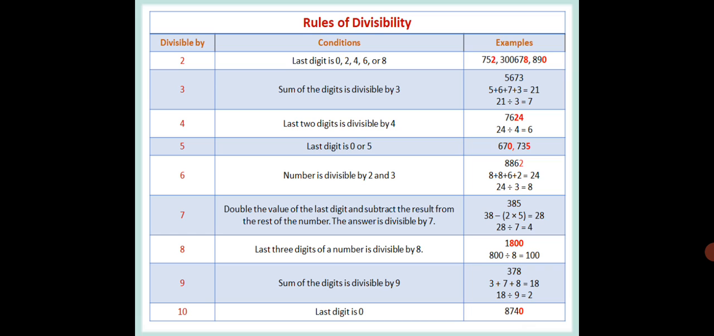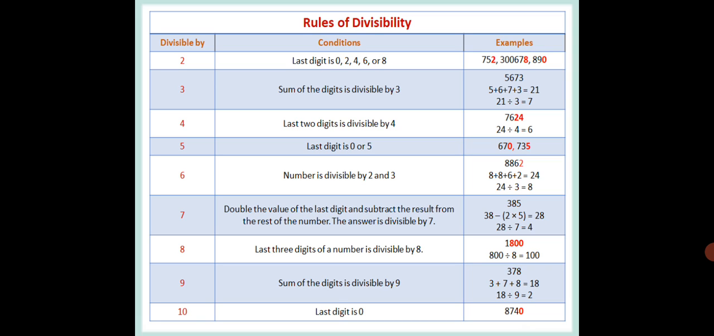Next condition: if the last digit of a number is either 0 or 5, then the number is divisible by 5. If the last digit of a number is 0 or 5, then the number is also divisible by 5.